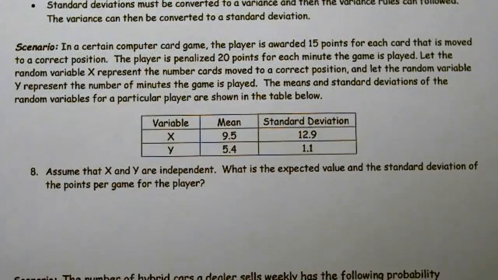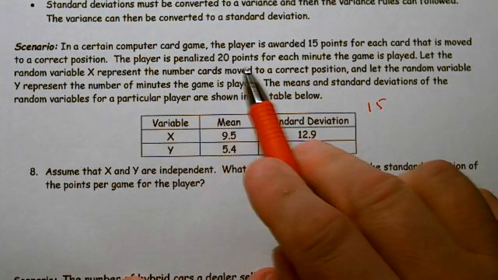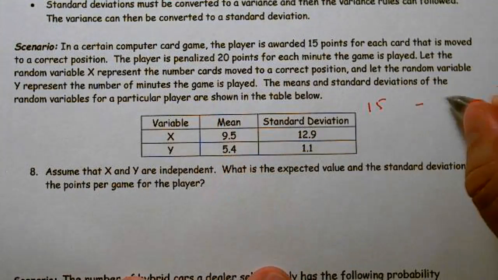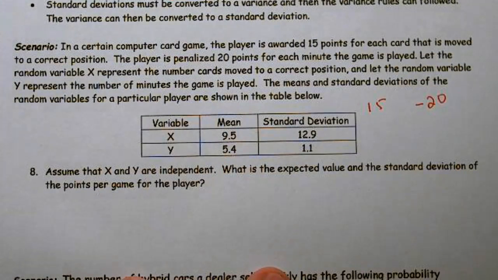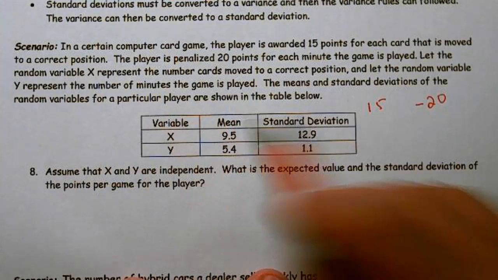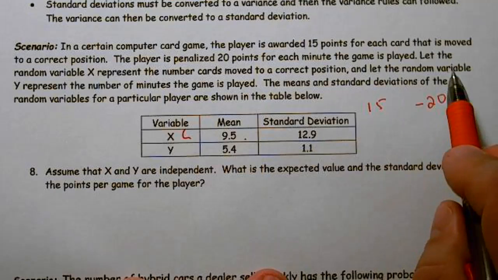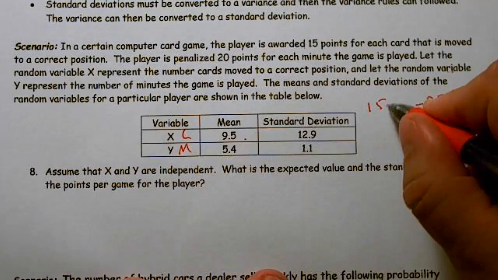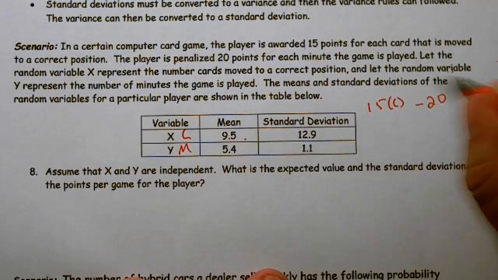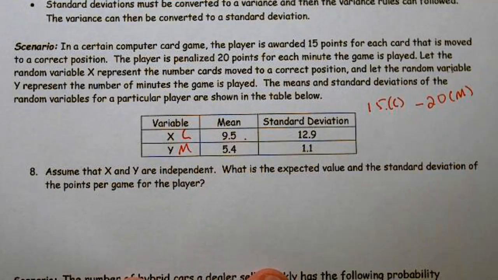In a certain computer card game, the player is awarded 15 points for each card that is moved to a correct place. The player is penalized 20 points for each minute the game is played. So you lose 20 for every minute. Let random variable X represent the number of cards moved to the right place. This is X. And let random variable Y represent the minutes. So we have 15 for every correct minus 20 minutes, or 15X minus 20Y, should you prefer.